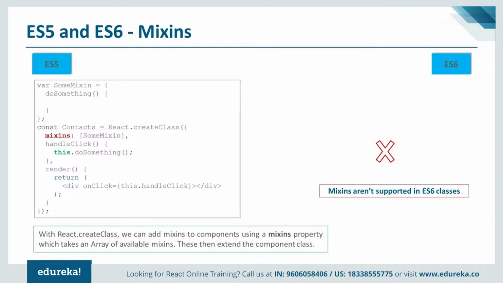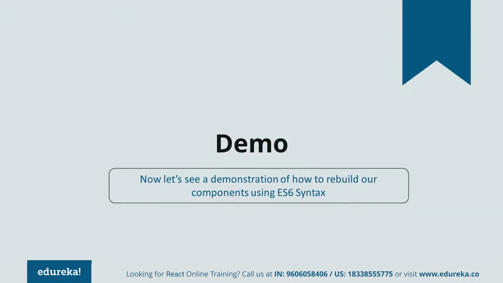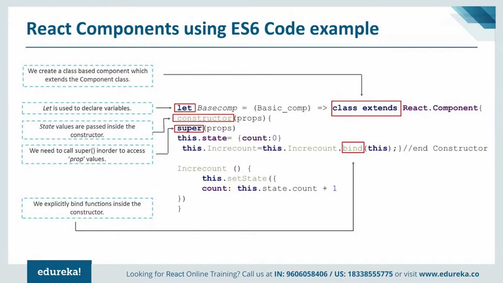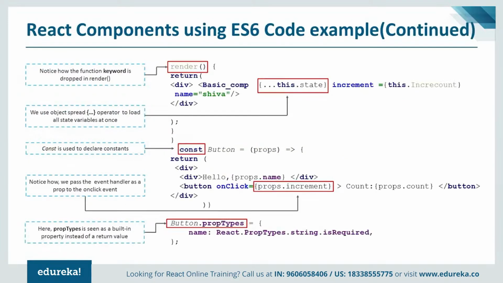Now we have seen the demo of ES6. Whatever we have seen in the demo of the ES6 class, now we are using let, we are using a constructor, we are declaring the state in the constructor itself, and instead of React.createClass, we are using a class which extends React.Component. So this is the recap of whatever we have seen just now in the demo and in the other slides.